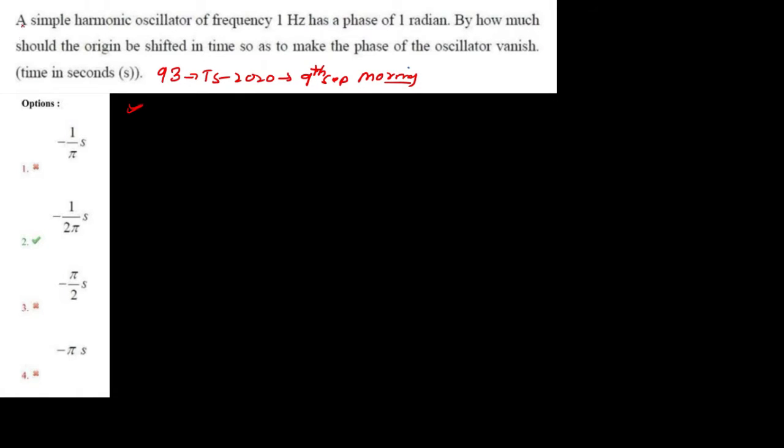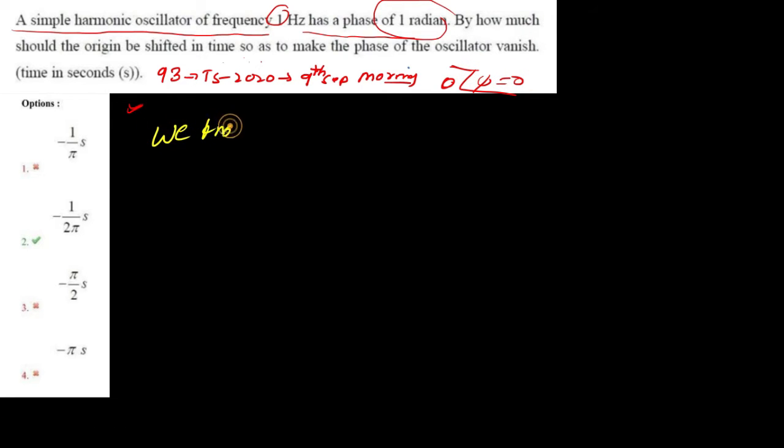In this question, it is said that a simple harmonic oscillator of frequency 1 Hz has phase of 1 radian. By how much should the origin be shifted in time so as to make the phase of the oscillator vanish? We have to make the phase of the oscillator, that is phi, equal to 0.